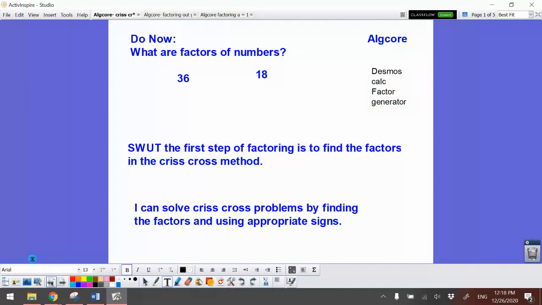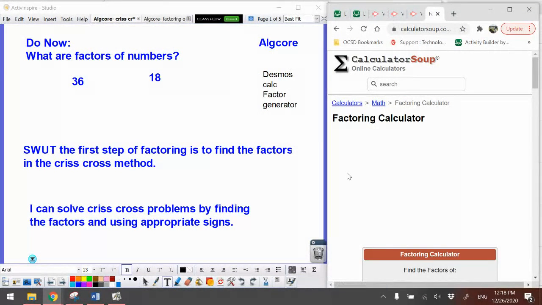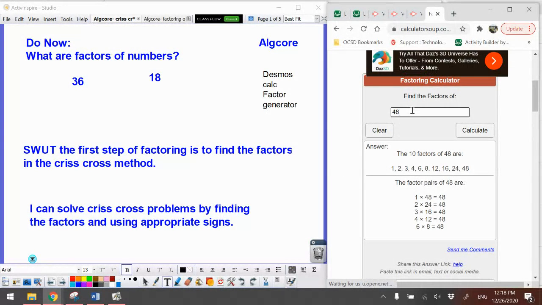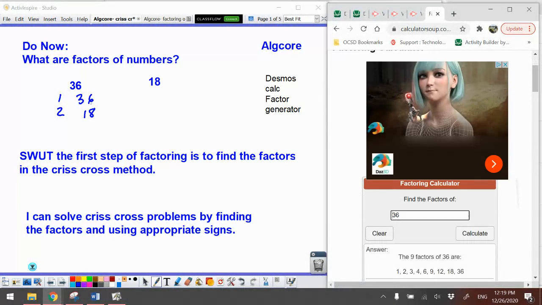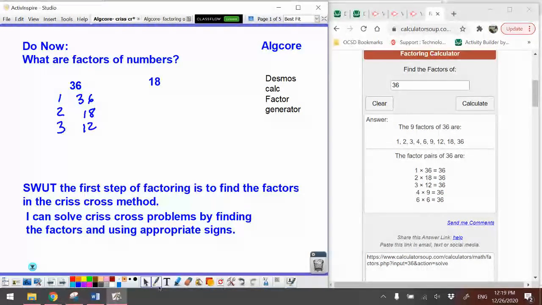And let's find our factors of 36 and 18. So just to make sure that we know what we're talking about, remember you have a factor generator. So go ahead and grab that factoring generator link. And we need the factors of 36. So if I tell the factor calculator to pull those up, I'm going to come up with the factors of 36, which are going to give me 1 and 36, 2 and 18, 3 and 12, 4 and 9, and 6 and 6.